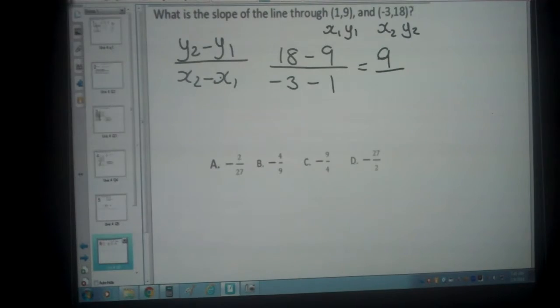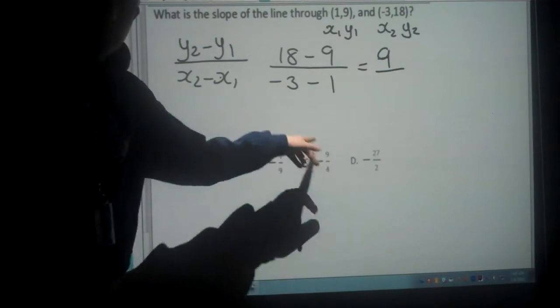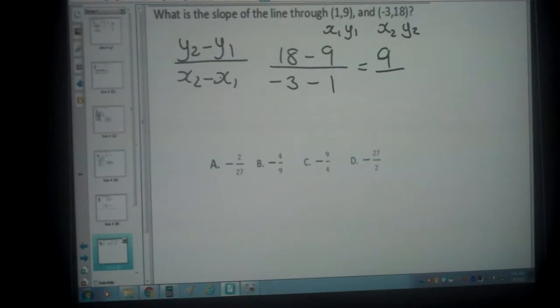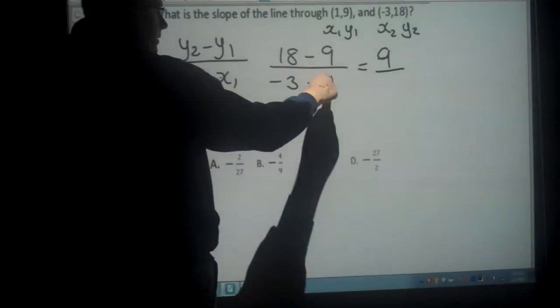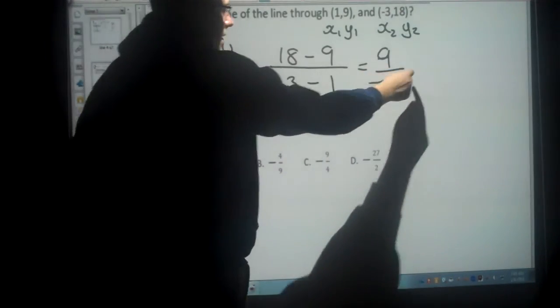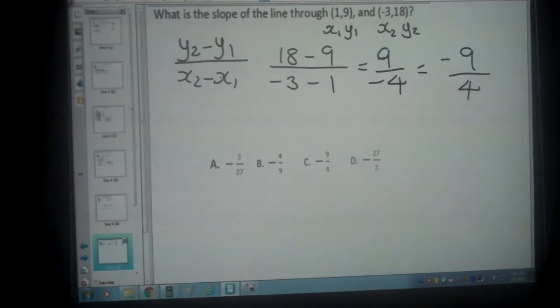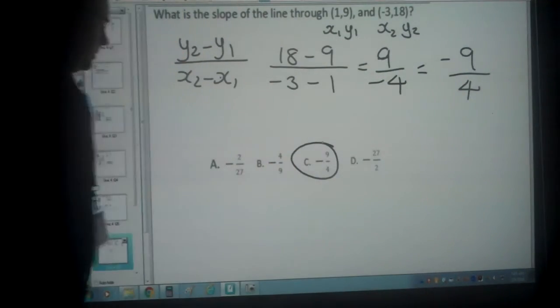And I'm almost confident straight away what this is going to be. This one doesn't seem to have any of those numbers. It looks like it's going to be this one. It might be something that simplifies though, so we should carry on just to make sure. Negative 3 take away 1 is negative 4. And if you have a positive divided by a negative, it becomes a negative. So that is indeed the correct answer. It's going to be C.